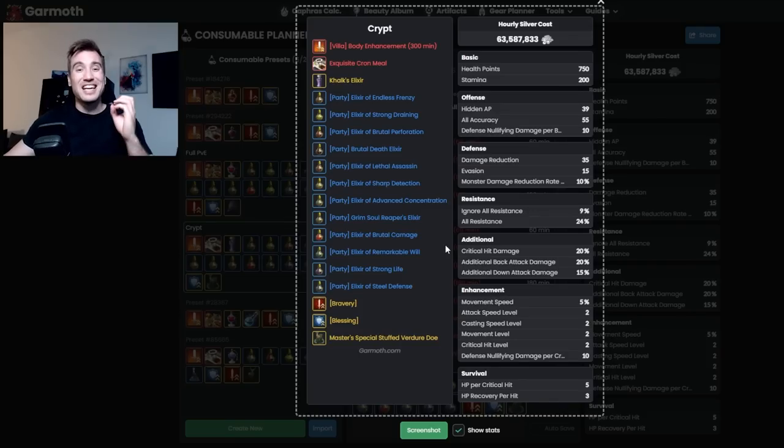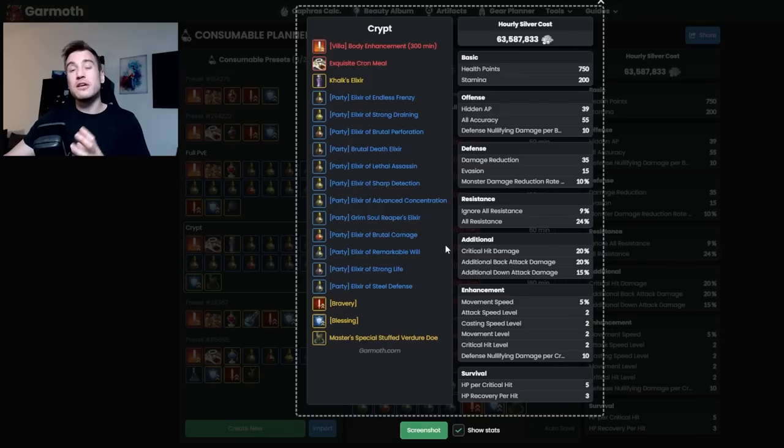However, this time we're running a calx elixir. It's going to give us resistance. This is very important. And then we are running the exquisite cron meal. The exquisite cron meal is actually super good here. You would preferably run simple also for the monster damage reduction.